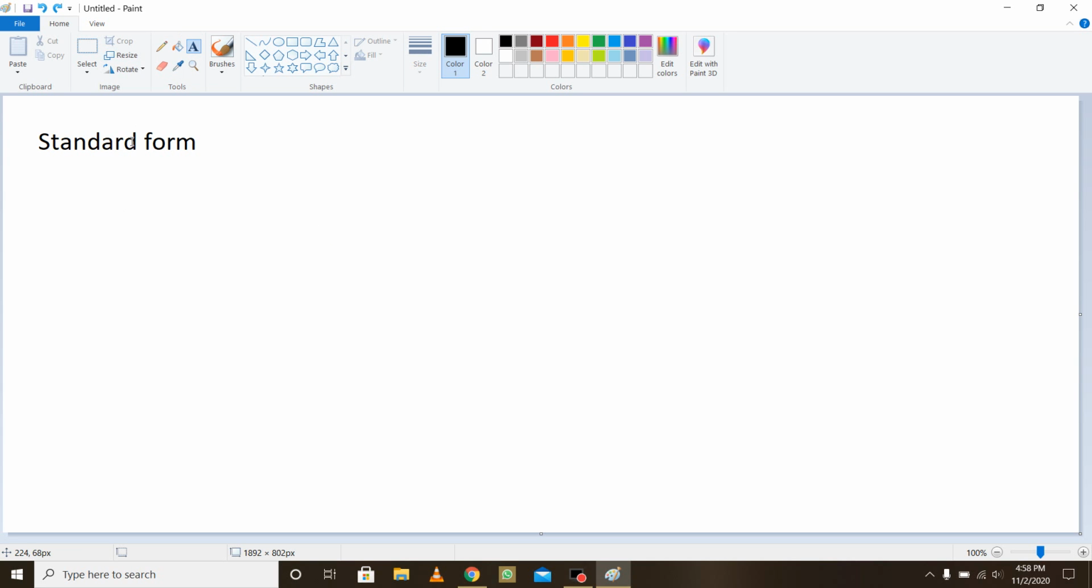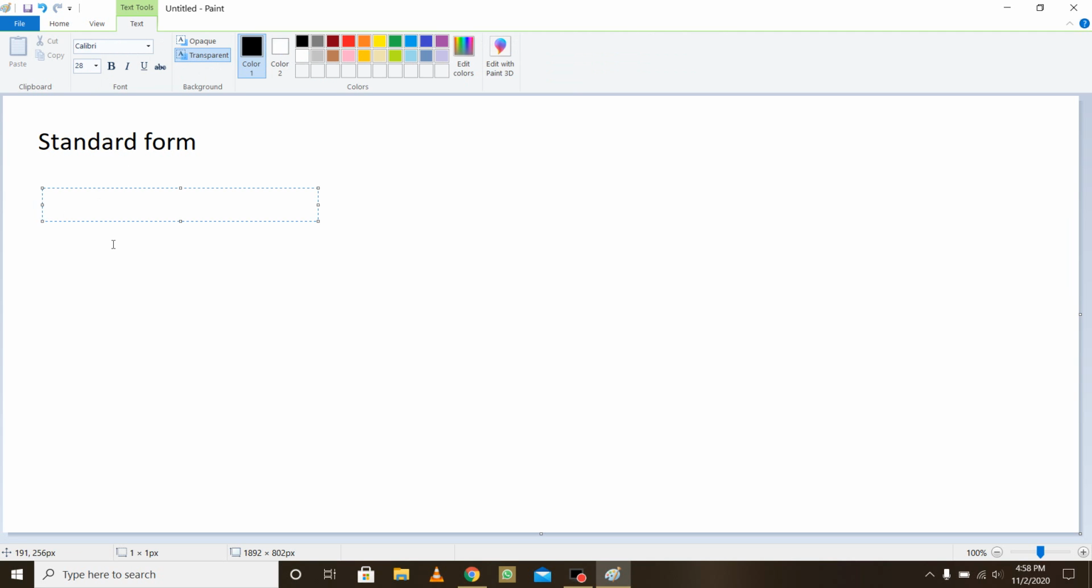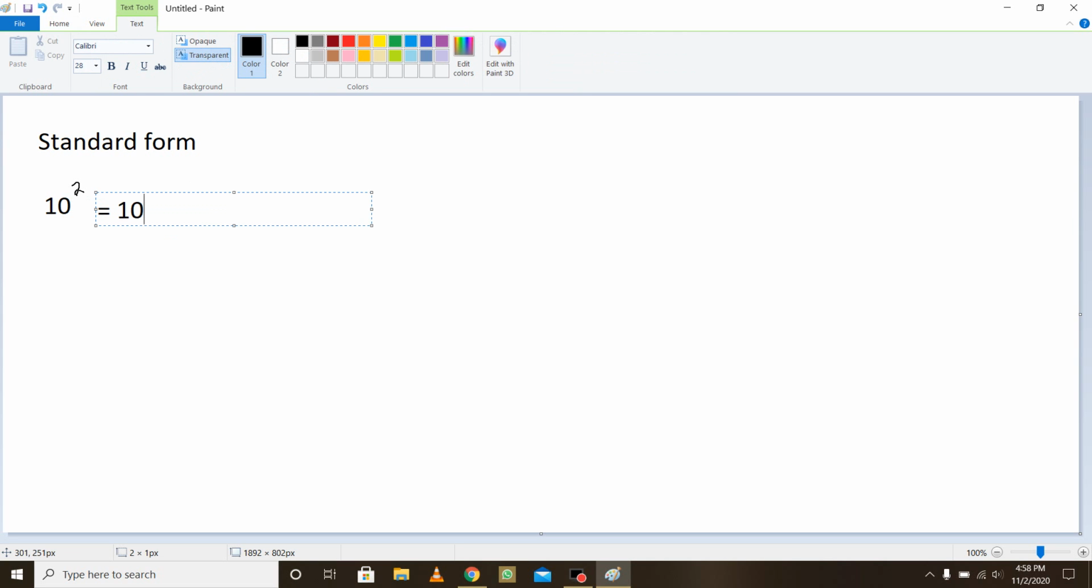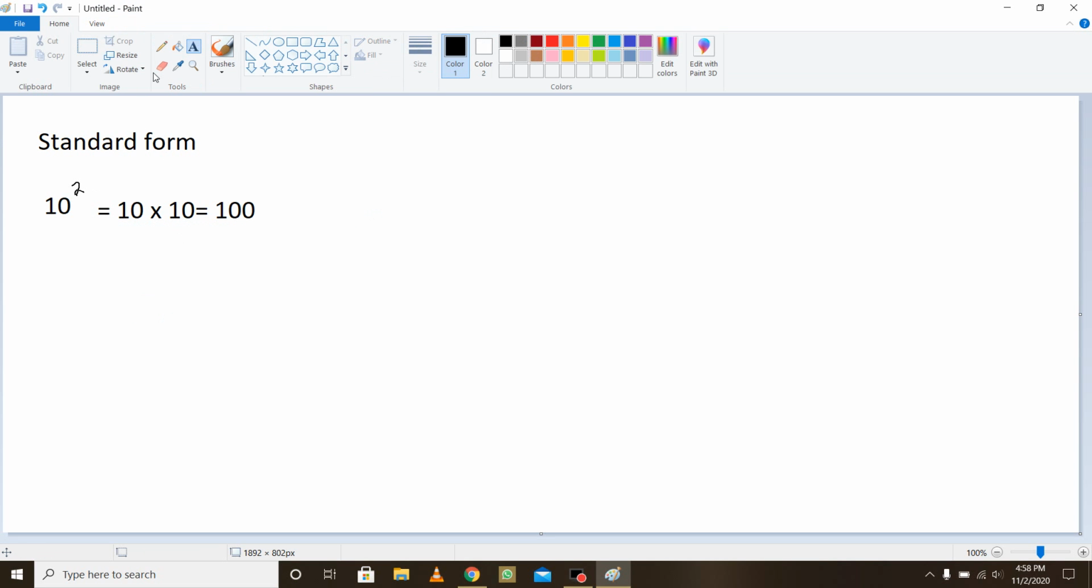We discussed how we can solve numbers written in the square form, like the square of 10. Here is the square of 10, and you can write it like this. So this would be equal to 10 cross 10, which is equal to 100. So we can write 100 in this form. The standard form of writing 100 would be like this.